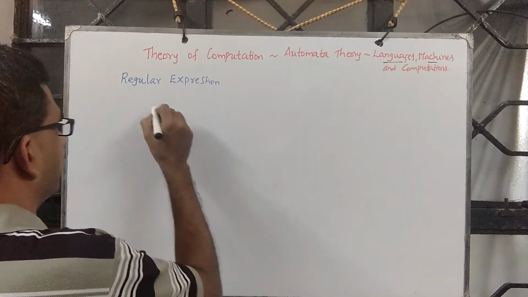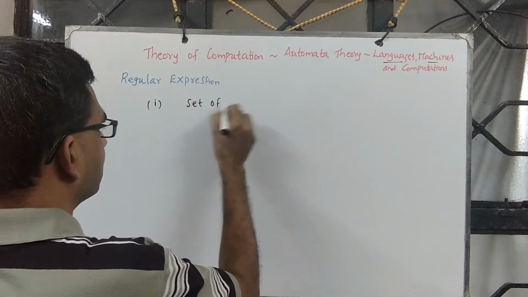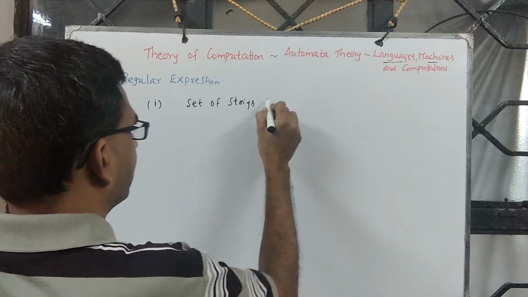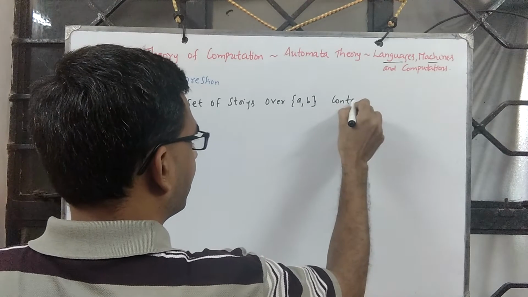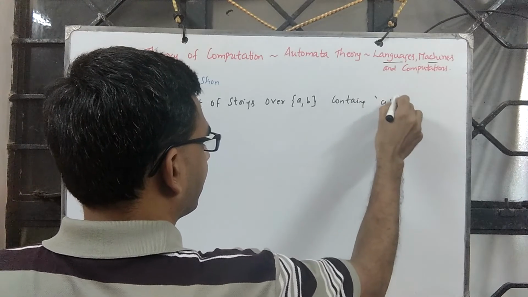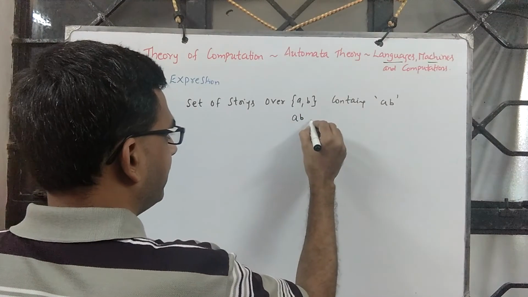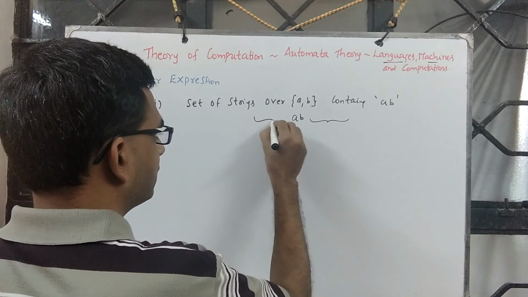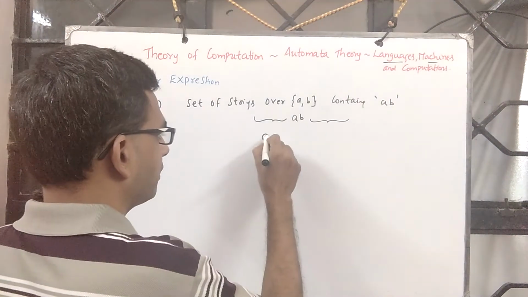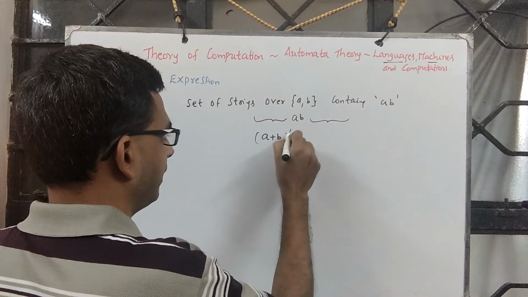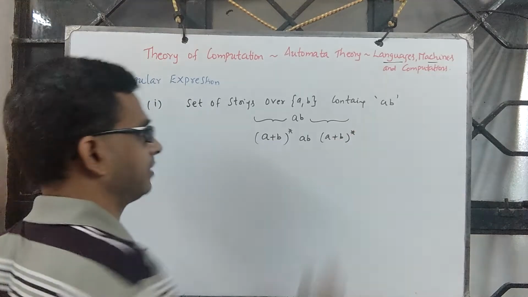Consider this language: set of strings over {a, b} containing, say, a pattern ab in it. We know that if it has ab in it, prefix and suffix could be any string over {a, b}. Therefore, the regular expression for this is (a+b)* ab (a+b)*.